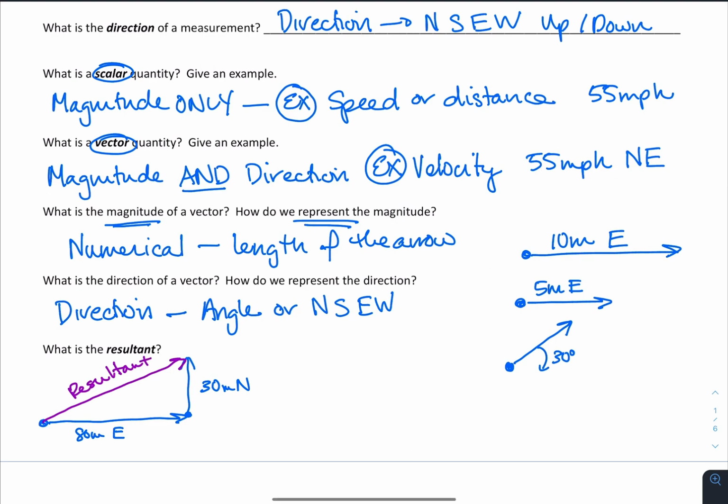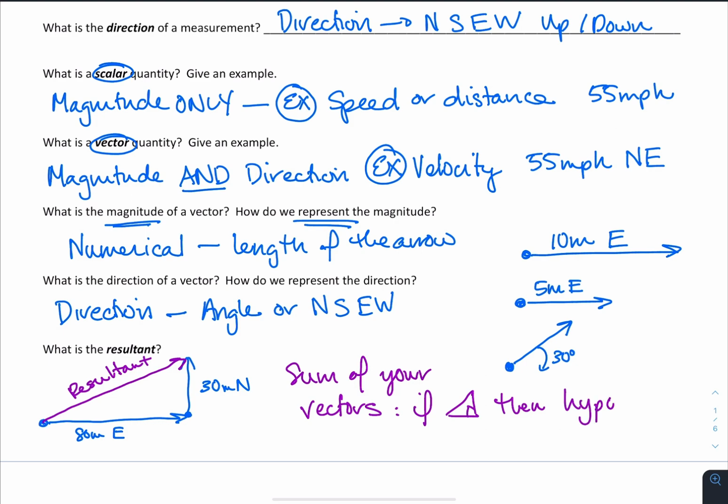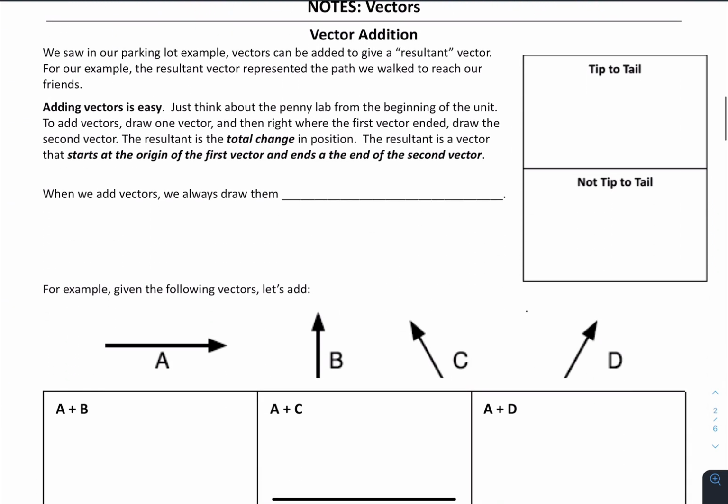So the resultant is always the sum of your vectors. All right, if you have a right triangle, then the resultant is the hypotenuse. I always try to spell that wrong. Okay, and since we're going to be working almost exclusively with right triangles, we're going to see the hypotenuse a lot. All right?